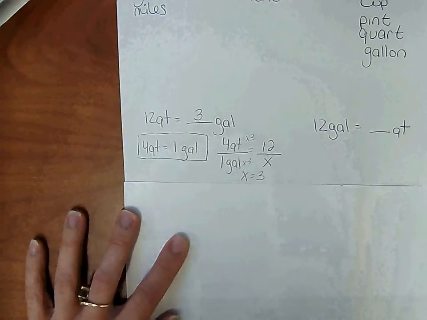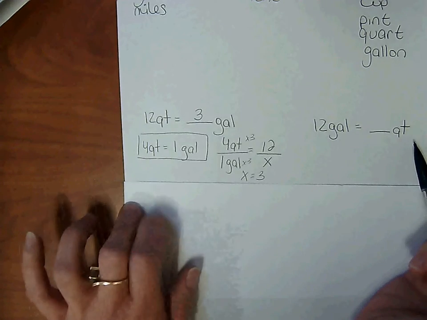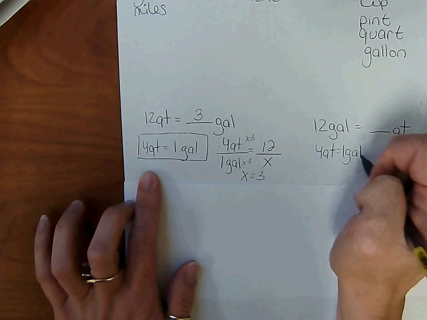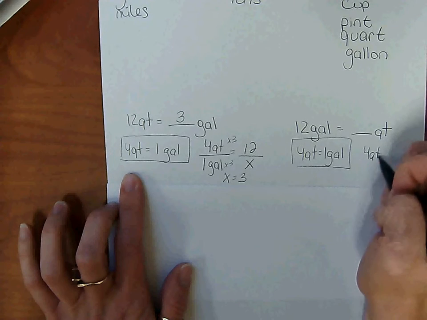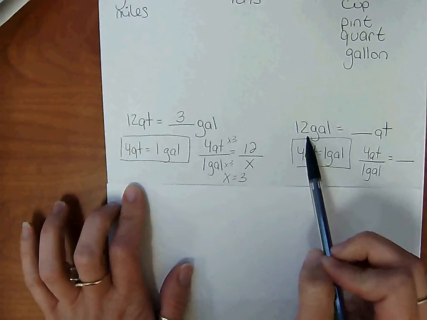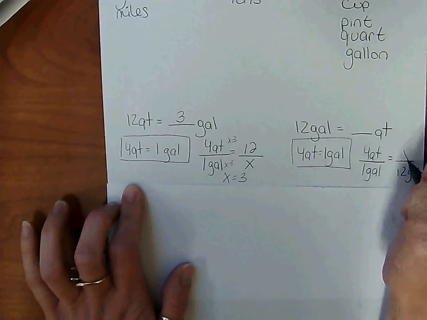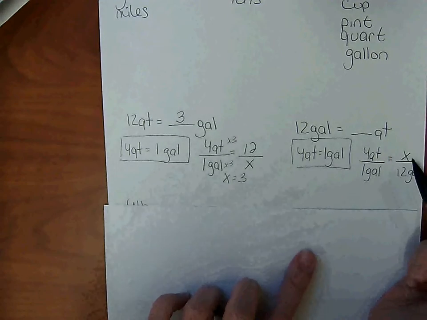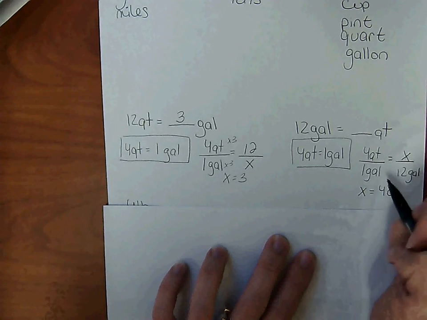gallons. Over here, 12 gallons equals how many quarts? Well, our fact is still the same. There's still 4 quarts in 1 gallon. Again, set up the fact as a proportion. So 4 quarts in 1 gallon equals, this time though, the 12 is going to go in the denominator because that's where the gallons are. X in the numerator because we don't know the quarts. And this time to solve, 1 times X is X, 4 times 12 is 48. So it's going to be 48 quarts.